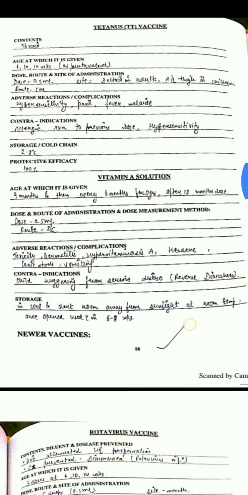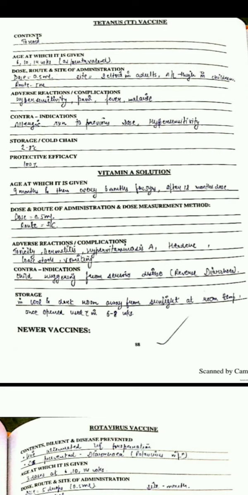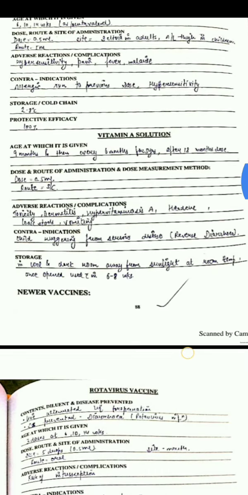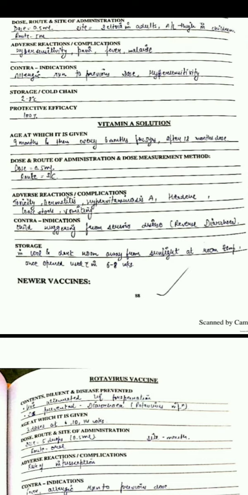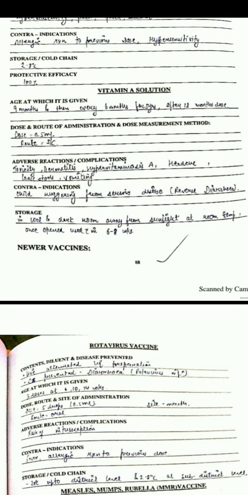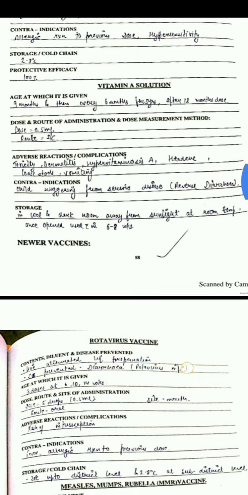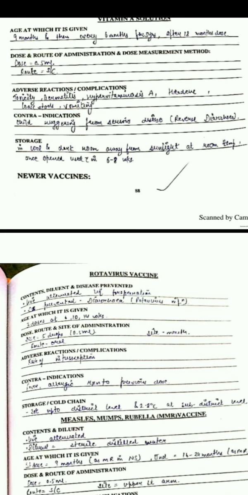Protective efficacy is 100%. Then vitamin A solution, age 9 months, then every 6 months for 5 years after 18 months dose. Then dose and route of administration: dose is 0.5 ml, route is subcutaneous. Adverse reaction: toxicity, dermatitis, hypervitaminosis A, headache, loose stools, vomiting. Contraindication is child suffering from serious disease, severe diarrhea. Storage is in a cool and dark room away from the sunlight at room temperature.